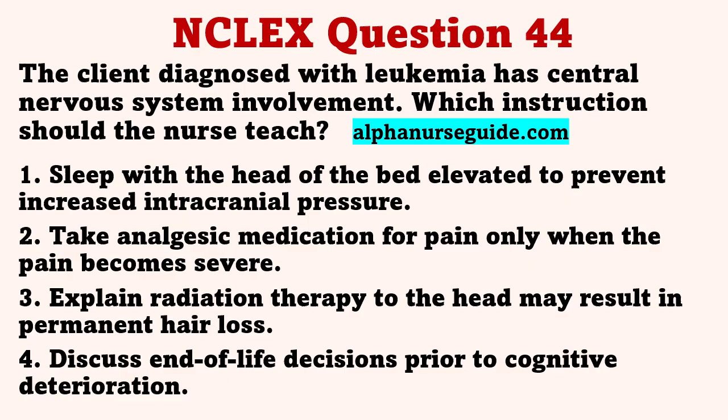The correct answer is 3. Explain radiation therapy to the head may result in permanent hair loss. Radiation therapy to the head and scalp area is the treatment of choice for central nervous system involvement of any cancer. Radiation therapy has longer-lasting side effects than chemotherapy. If the radiation therapy destroys the hair follicles, the hair will not grow back.